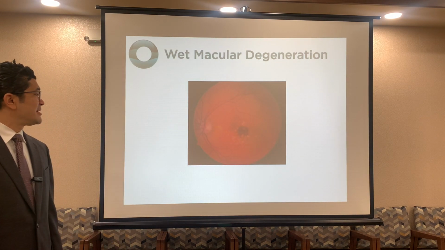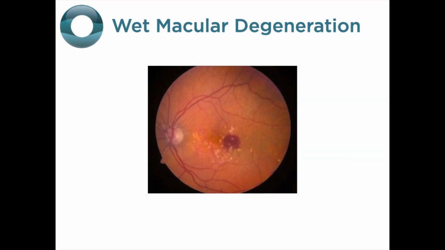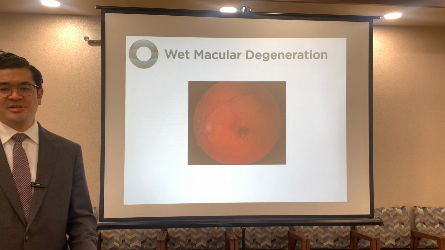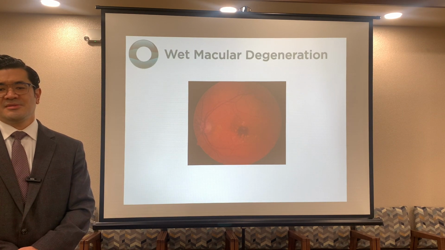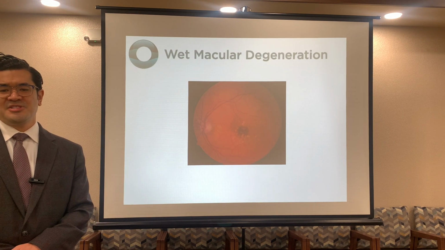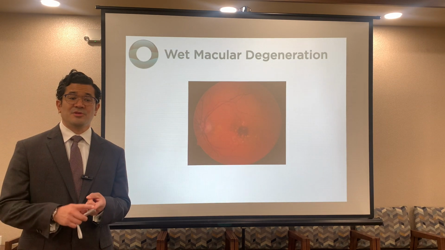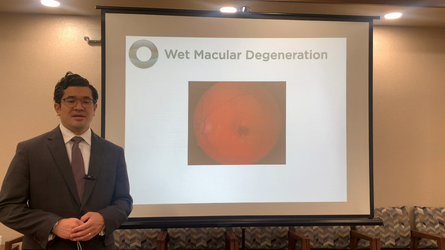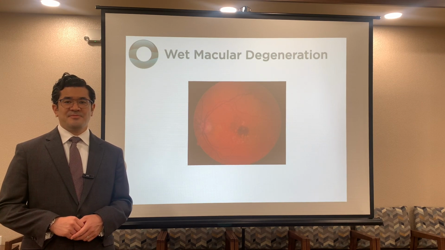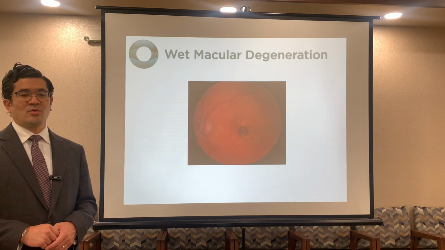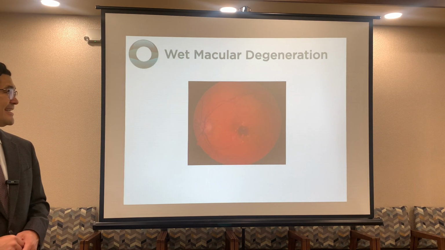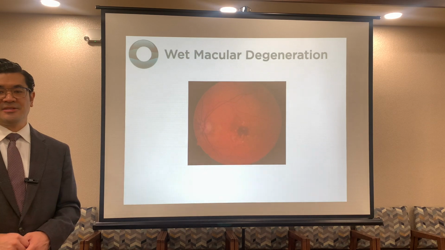So here's another picture. Same thing, we have the drusen. But in this case, there's also, hard to tell on the slide, hemorrhage. So the word wet in macular degeneration implies there's either fluid or hemorrhage inside the macula. And that tells us there's an abnormal blood vessel or a choroidal neovascular membrane that's causing leakage or bleeding into the macula.